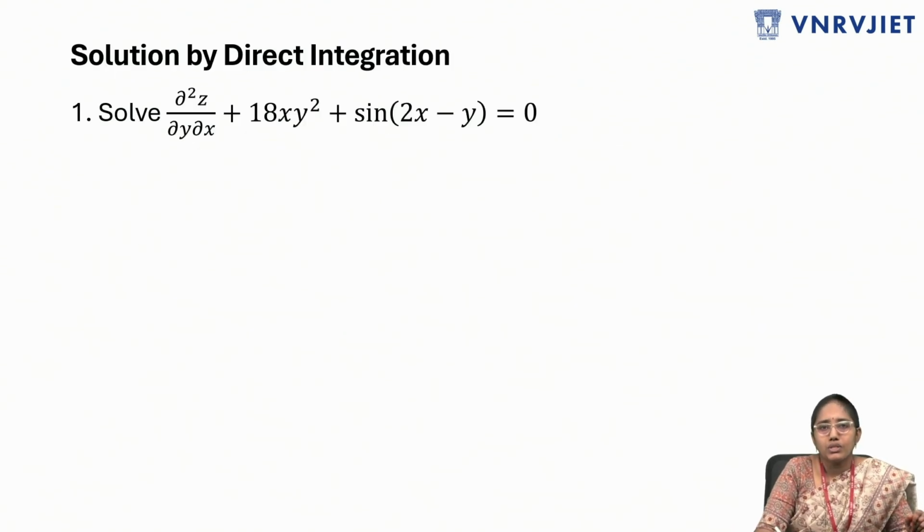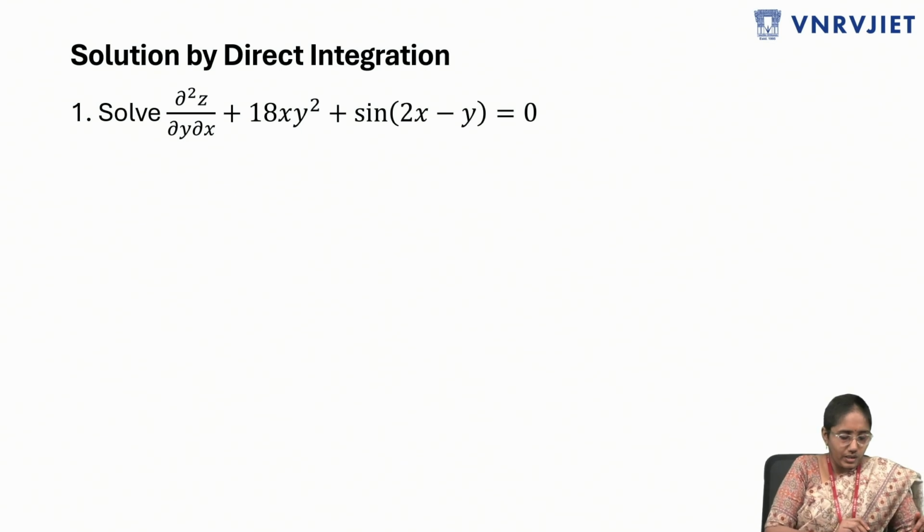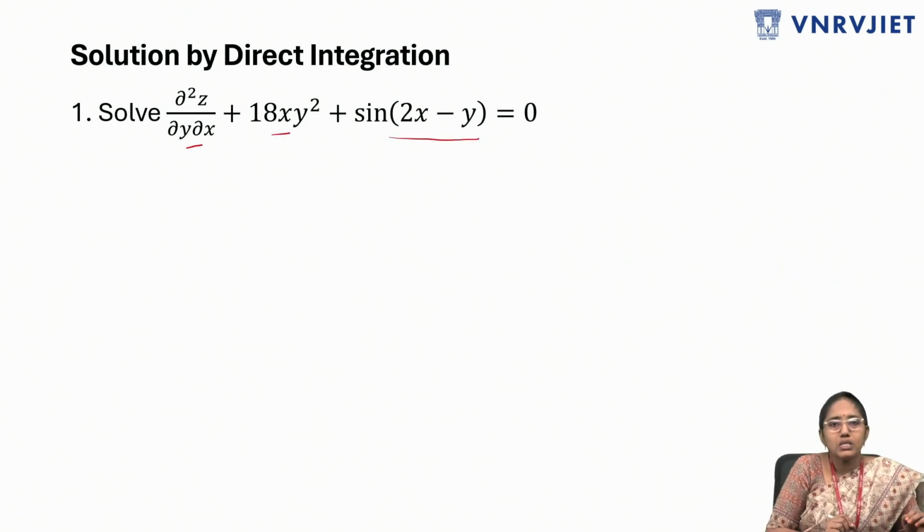For finding the solutions of partial differential equations we have different types. Here we are going to discuss one of the types, that is direct integration. I will explain it through an example. If we observe this problem, del square z by del y del x plus 18xy square plus sine of 2x minus y, in all these terms only one term has a derivative, and the remaining are functions of x and y. For such equations, we can evaluate the solution just by direct integration.